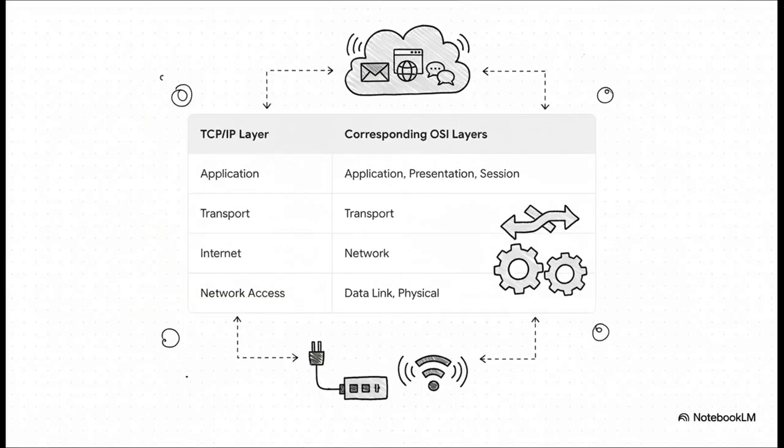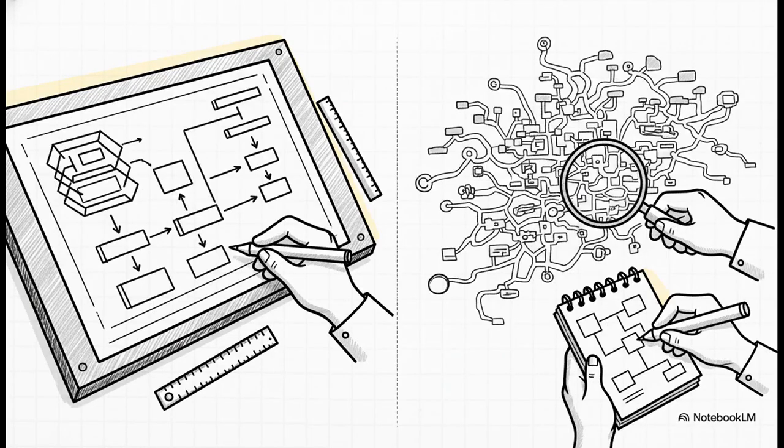And this table just lays it out perfectly. The TCP/IP model is way simpler, with just 4 layers. You can see its application layer just bundles the top 3 layers of the OSI model all together. It handles everything from the user interface to the data formatting. Then, its network access layer merges the bottom 2 OSI layers. But look, the transport and internet layers, they're pretty much identical, which just shows you how absolutely critical their jobs are.